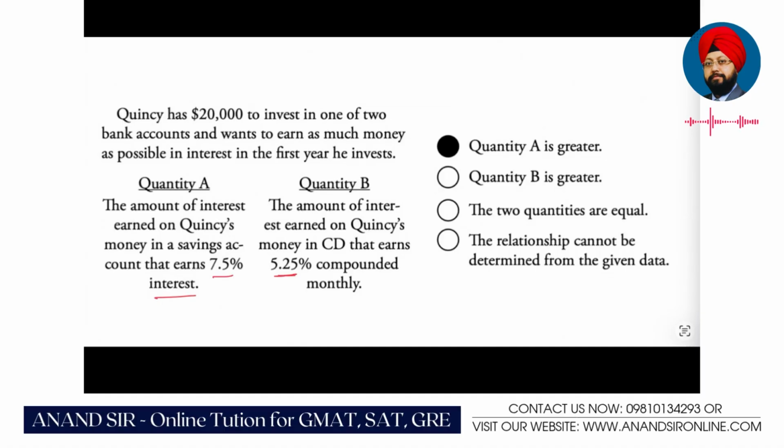So the total amount of interest will be 20,000 into R into 1 by 100 because it's only for 1 year. So when I calculated this gives me around $1,500. Whereas if we observe here, it is compounded monthly, so the amount will be 20,000 into 1 plus 5.25 divided by 12 because it's monthly, so I divide the rate by 12 and then divided by 100 to the power of the number of periods in 1 year, so it's monthly, so I will take 12.